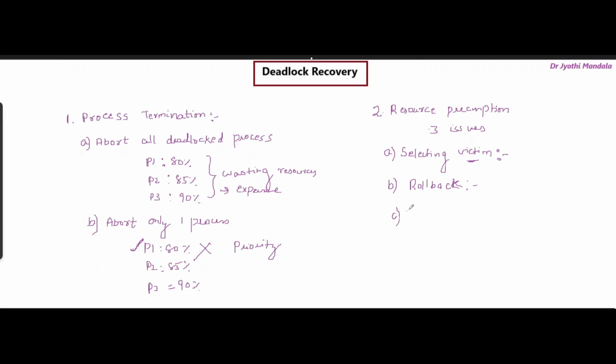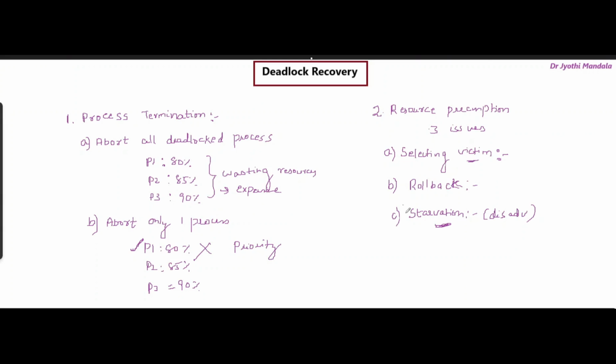Third issue you need to consider is starvation. There may be a chance of starvation. What happens is, if always the same process is selected as a victim and its resources are released, it is not getting its chance to get executed, then that process will lead to starvation. Why? Because it is not getting any chance to finish its execution. So this is the disadvantage of finding the victim with a particular approach. So that process may lead to starvation.